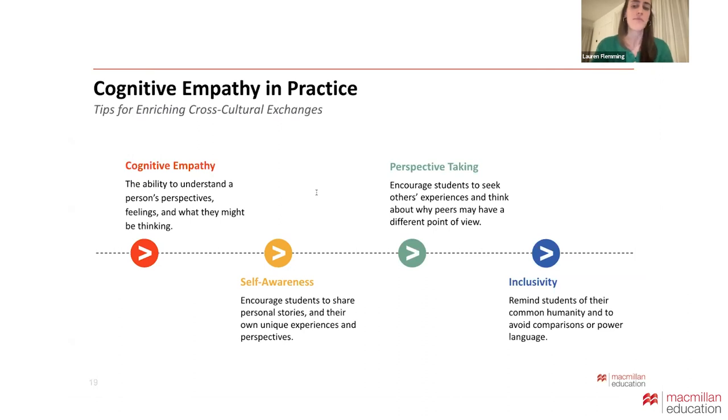Finally, to build inclusivity, encourage students to see how all human beings in the world have inherent worth with strength to share and opportunities to grow. Frame cross-cultural exchanges as opportunities to learn from and with one another, rather than seeing their partners as subjects or topics to learn about. Remind students of their common humanity to decrease any power language that may be showing up, anything showing that they feel inferior or superior to their partners. Try and avoid comparisons like we are better or more fortunate, which actually hinder empathy in the long run and motivate students to learn about other strengths.